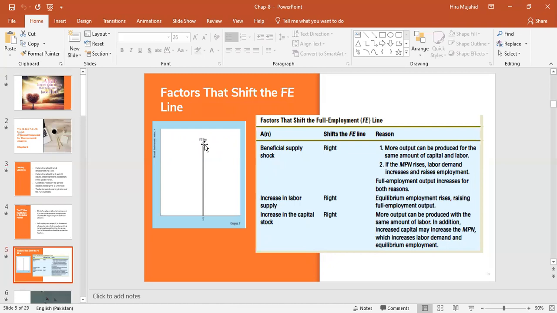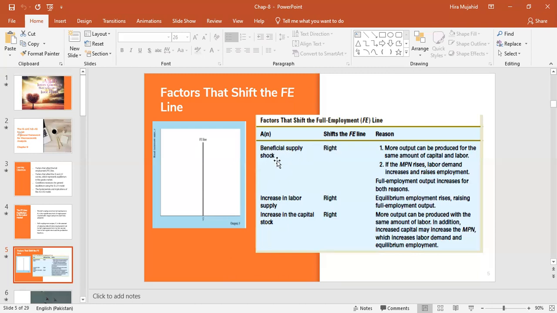The full employment line represents labor market equilibrium. When the labor market is in equilibrium, employment equals its full employment level, and output equals its full employment level, regardless of the value of the real interest rate. Thus, the FE line is vertical at this point, right? Y bar. These are the factors which can affect the full employment level.